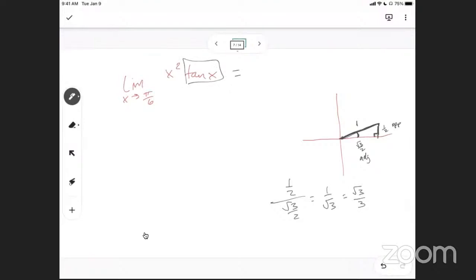So all this equals is pi over 6 squared times √3/3. So all you had to do is plug that in and simplify it. You can simplify that as pi squared. You can leave it like that, or write √3 pi squared over 6 times 6 is 36, times 3. There's nothing else that could be simplified there. Oh, okay.